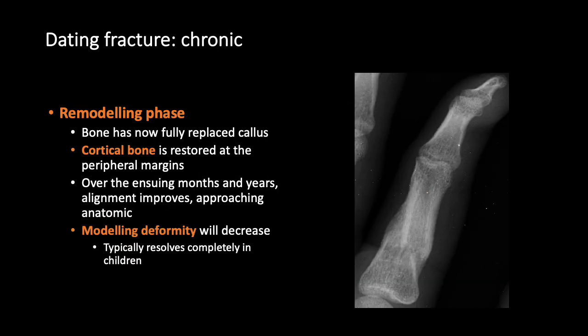Now we're on to the chronic phase where there is bone remodeling. Callus has fully been replaced by bone. The cortical bone is restored at peripheral margins, and over months or years, the alignment improves as well. The modeling deformity starts to slowly decrease in adults, but may completely resolve in children.